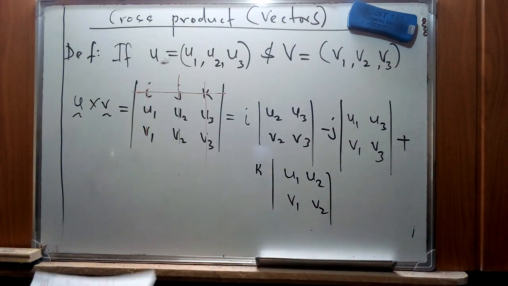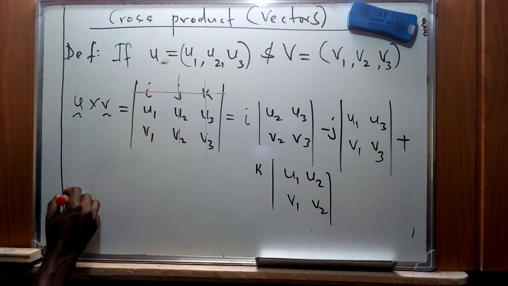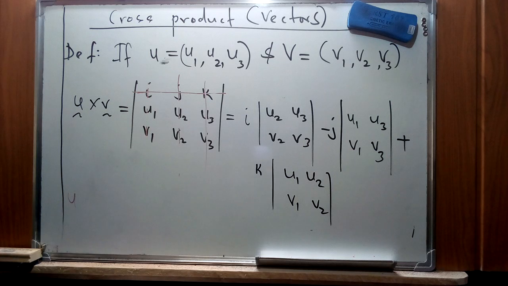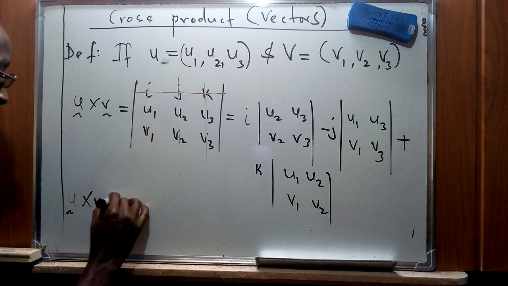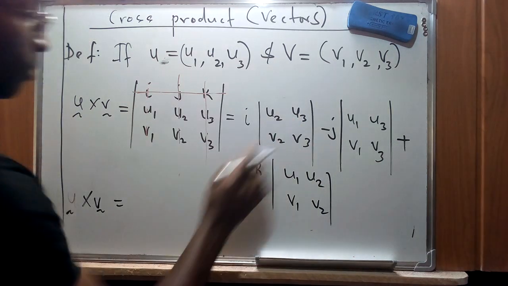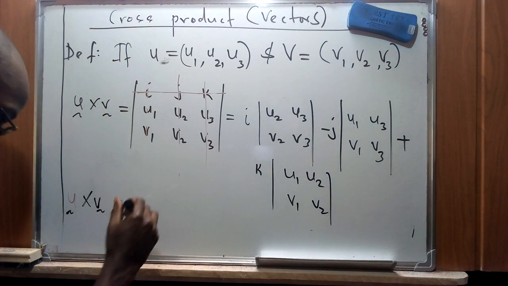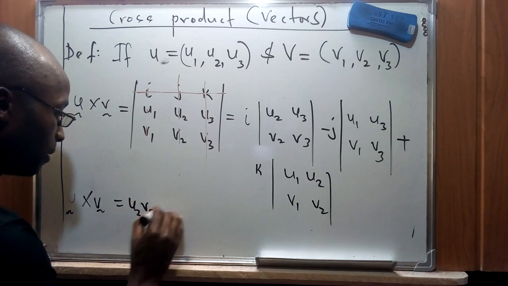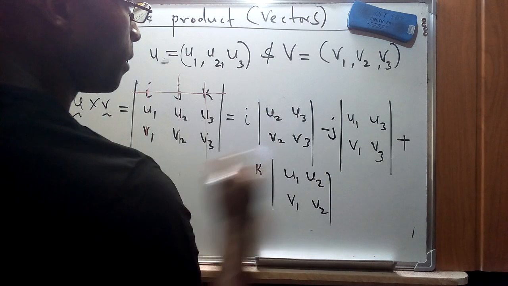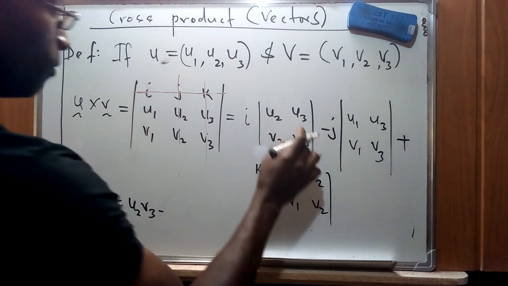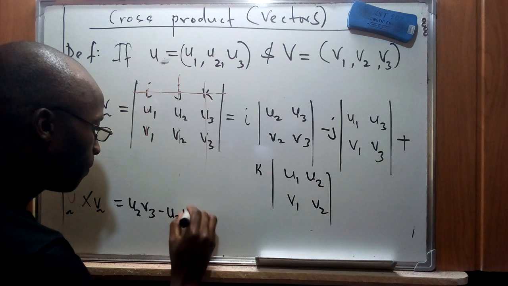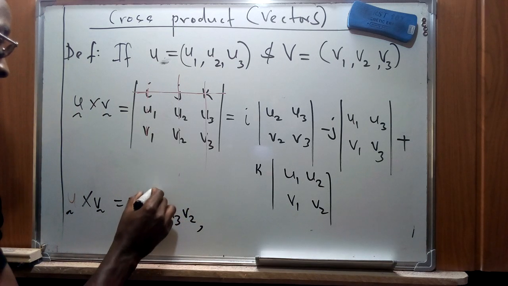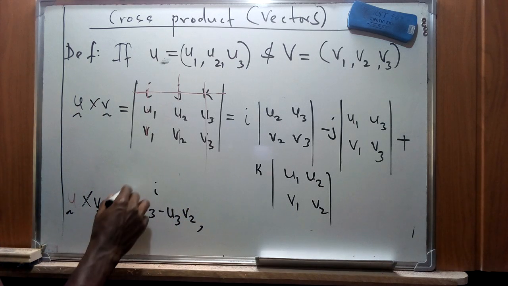So in this case, if we try to just do a multiplication for this, this is going to give us u cross v, which is equal to u2 v3 minus u3 v2. This is for the i component of that vector.